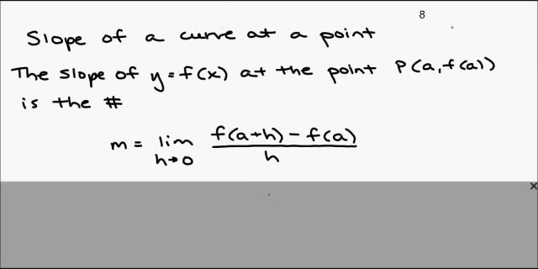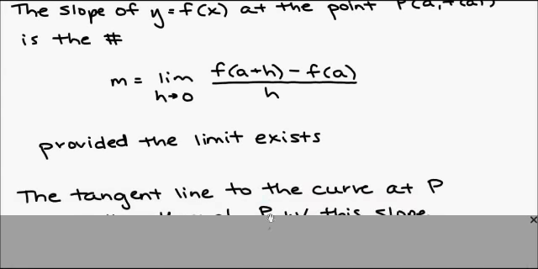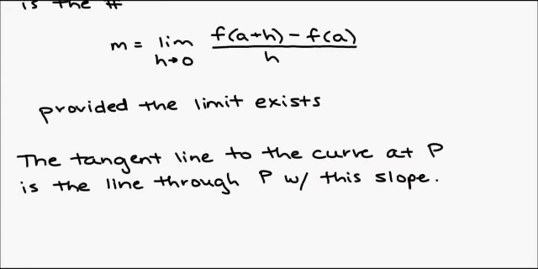Slope of a curve at a point. The slope of y equals f of x at the point P, (a, f of a), is the number m, so the slope is m equals the limit as h approaches 0 of f of a plus h minus f of a all over h. So this is your instantaneous rate of change. You remember this from part 1. And this is provided that the limit exists. So the tangent line to the curve at P is the line through point P with this slope.